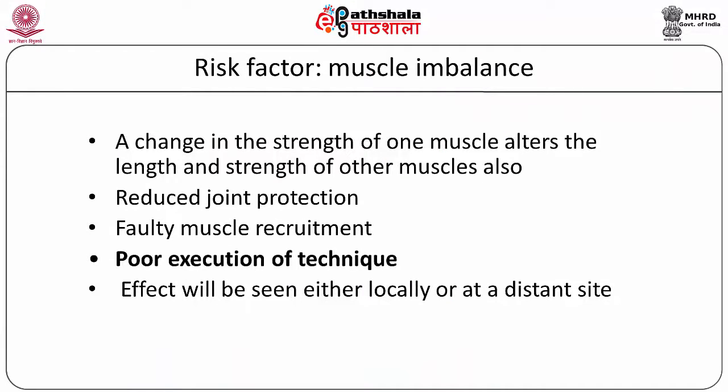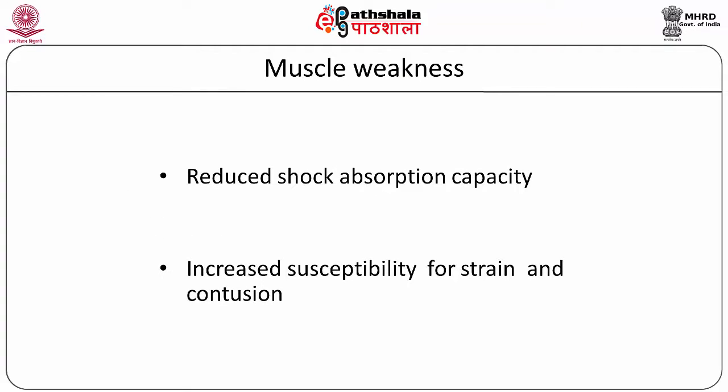To produce functional and non-stressful movement, there should be appropriate balance and synergistic co-activation of the synergists and the prime mover muscles. A change in the strength of one muscle alters the length and strength of other muscles also. This reduces the joint protection offered by the contraction of muscle and often leads to faulty muscle recruitment. This may culminate in poor execution of technique, and the effect will be seen either locally or at a distant site. The contraction of muscle also helps to attenuate shock of impact, a function that is grossly reduced in the presence of muscular weakness, and this increases the susceptibility to strain and contusion.